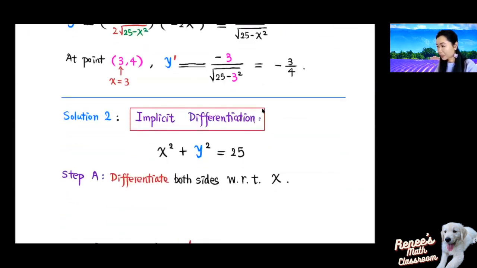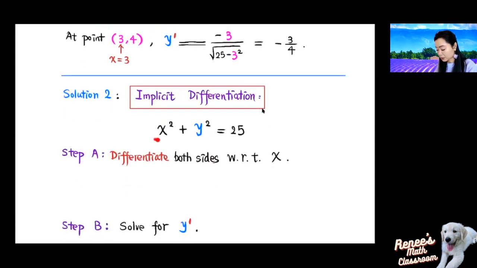Now today I'm going to teach you a new way to do that. That's called implicit differentiation. Okay, so with implicit differentiation, you don't need to solve for y. So what do you do here? You're going to differentiate both sides of this equation with respect to x. Now, when you differentiate x squared with respect to x, you get 2x.